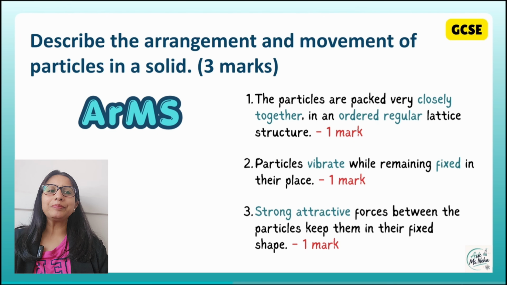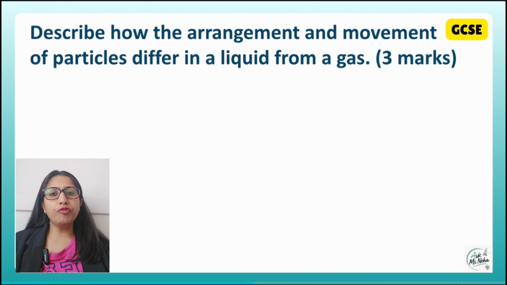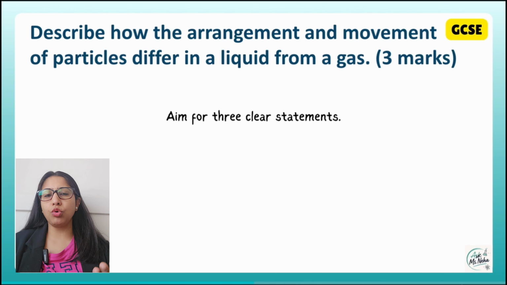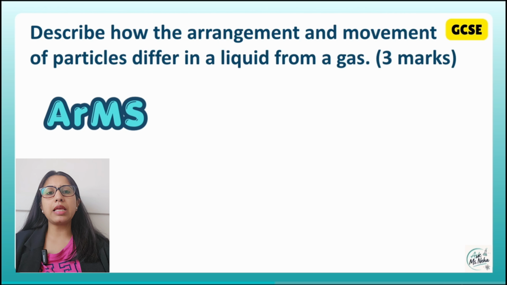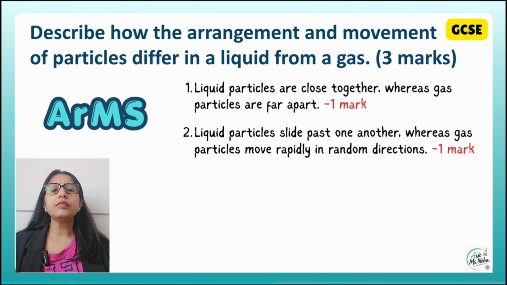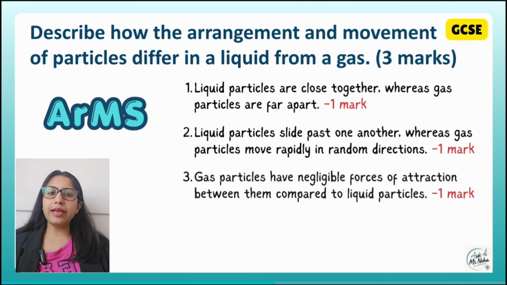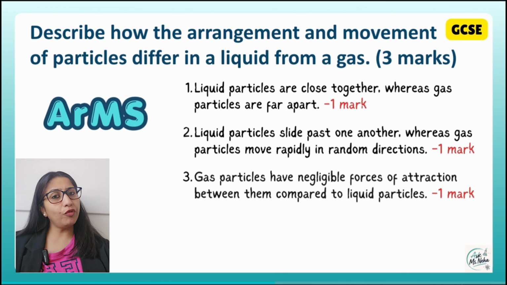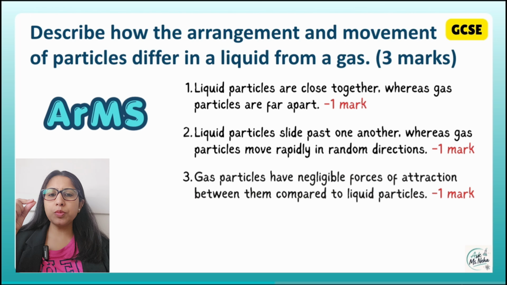Okay, let's try one more time. This time we'll describe how the arrangement and movement of particles differ in a liquid from a gas. Again, we'll use the same acronym ARMS and come up with 3 clear comparison points to score full 3 marks. For arrangement, we can say liquid particles are close together, but gas particles are very far apart. For movement, we can say liquid particles can slide past each other, but gas particles move rapidly in random directions. And for the S part, we can talk about how gas particles have negligible forces of attraction between them compared to the liquid particles. So in this way, write 3 crisp, clear points and nobody can steal away your marks from you.